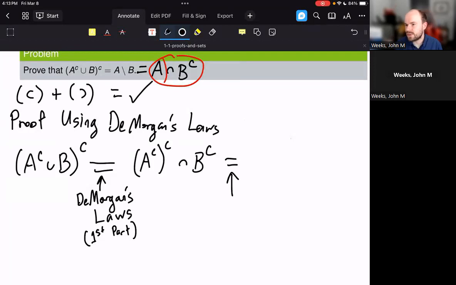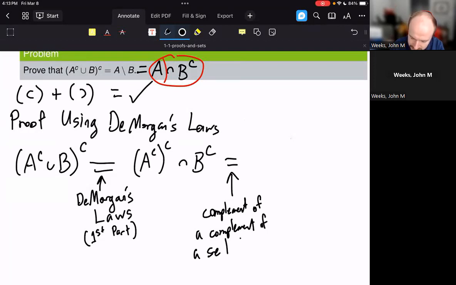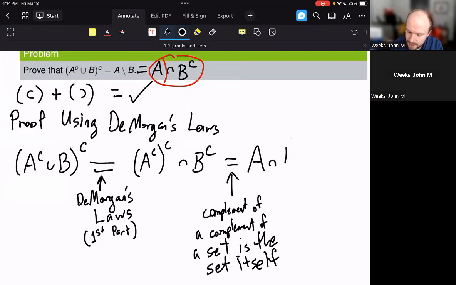Well, maybe in this equal sign, I'll put a little bit of an explanation, which is that the complement of a complement of a set is the set itself. Think of it this way: you've just double negated, right? You're saying it's not in the set. Well, then that means that it is in the set. So A intersect B complement, which we know by definition is A\B. And that's good enough for us.